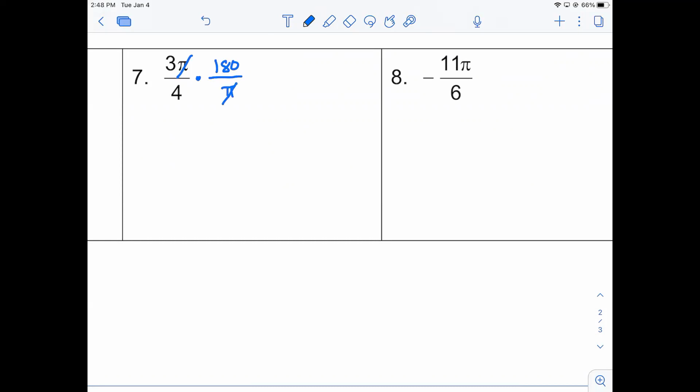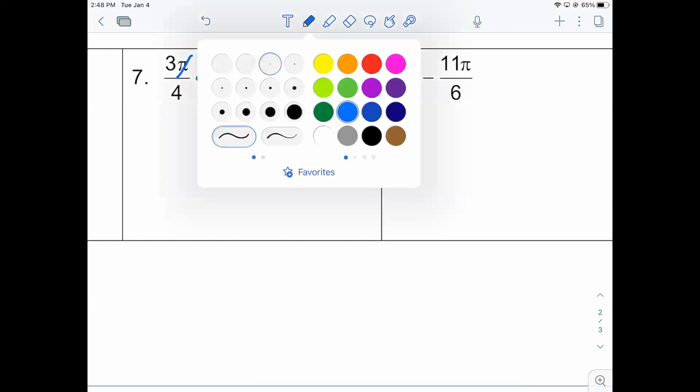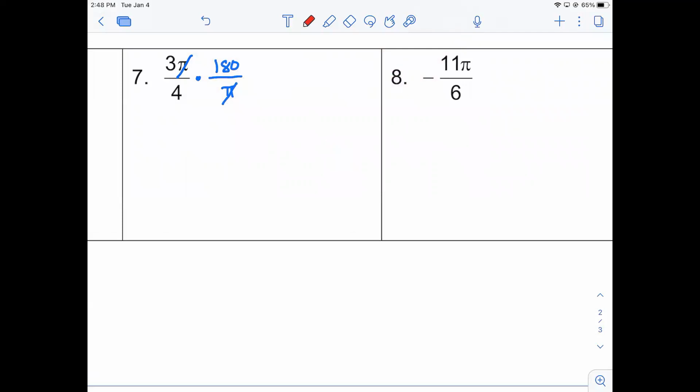Now, if I take that 3 and I multiply it by the 180, that's going to give me a really big number. So I'm going to see if I can reduce first. So I'm going to take this 4 and the 180, and both of those are divisible by 4. So if I take 4 and I divide it by 4, I get 1. If I take 180 and divide it by 4, I get 45. Okay, so if I have 3 times 45 on the top, that's going to be 135 degrees.